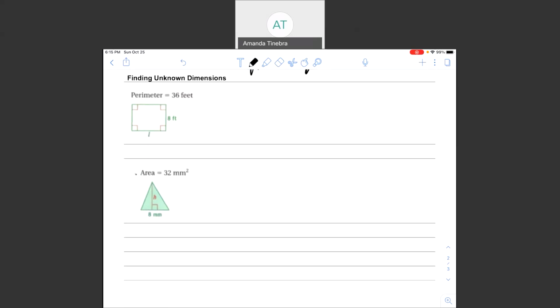Final type of problem here, finding unknown dimensions. This problem tells me that I have a perimeter of 36 feet for this shape. Looking at this and seeing if I can figure out what the L is, well, I know that this is 8. Okay, so if I know that that's both sides that are opposite each other, these two sides are 8 and 8, well, I can do 36 minus 8 minus 8. When I do that, I get that I have 20 left over.